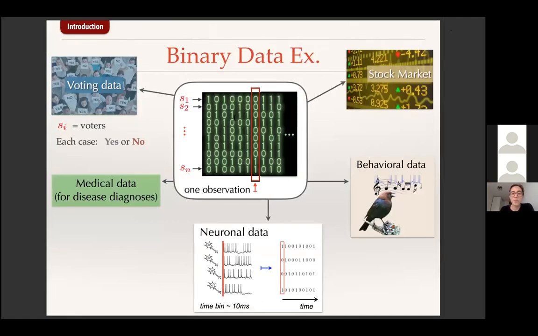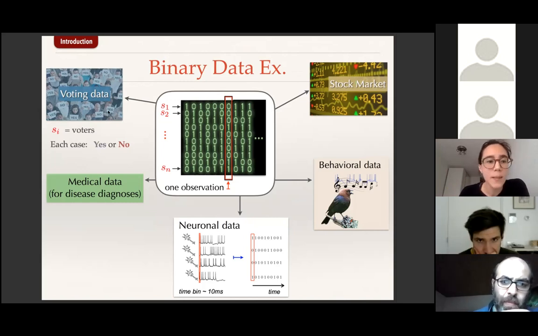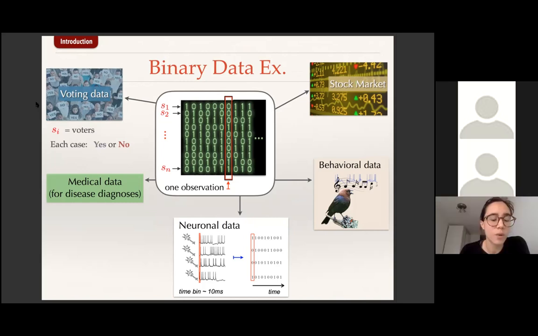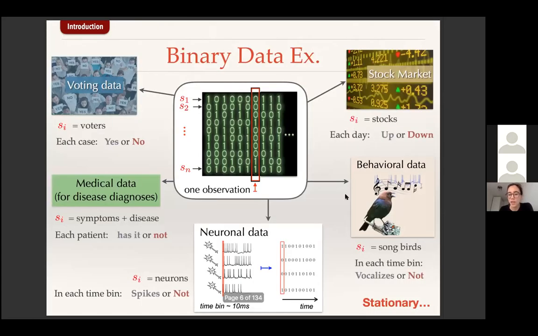In my case, I focus on binary data. So what is binary data? It's data with zeros and ones or minus ones and ones. So data with a set of random variables that can take 2 values only. And let's say that you have several observations of the state of these variables. Examples of these are voting data, where your variables will be voters, and in each state you're observing if your voters are voting yes or no. But you could also have stock market data, behavioral data, medical diagnosis data. I mean, there are many possibilities, neuronal data also.